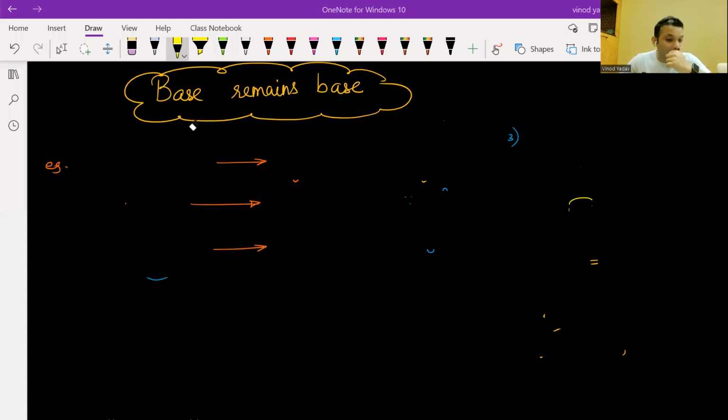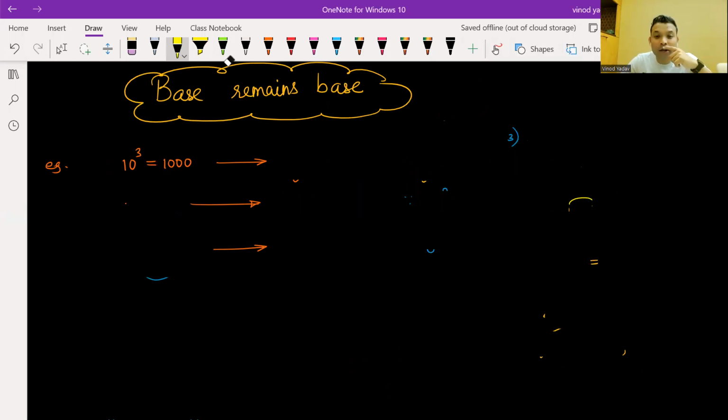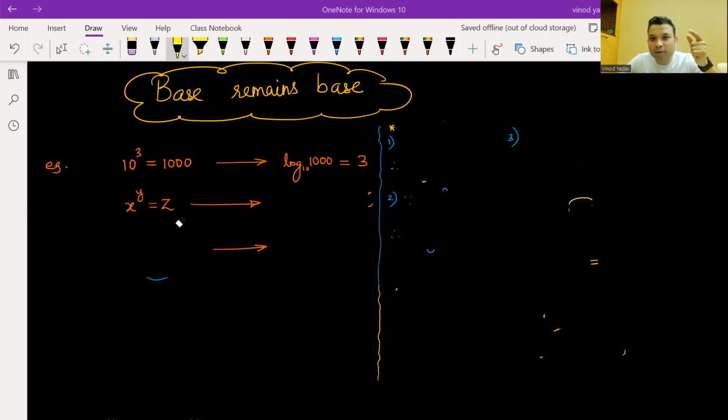All right, friends. Let's explore some examples and some small results based on this thought of conversion. 10 cube is 1000. Which form? Yes, index form. Convert this into log form. Base remains base. So 3 is equal to log of 1000 to the base 10. Correct? Next, x to the power y is equal to z. Come on, think quickly. Yes, the base will be x. So y is equal to log of z to the base x.